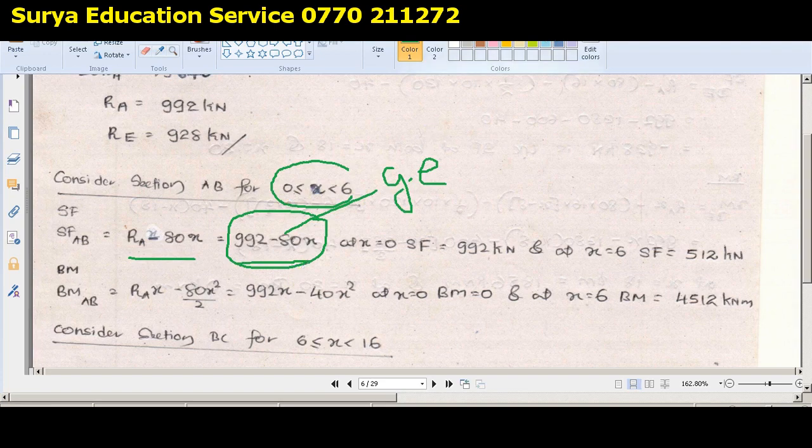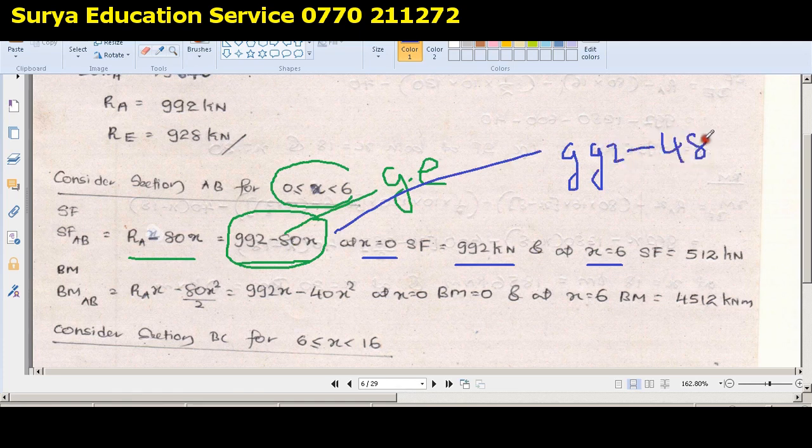So now the next thing is very easy. You know the general equation, so find the value of shear force at these two limits. This is one limit and this is the other limit. In this general equation, put x equals 0. So what is the value you would be getting? This is 992. And then put x equals 6. That means 992 minus 80 into 6, which is 480. So what's the answer? 512.